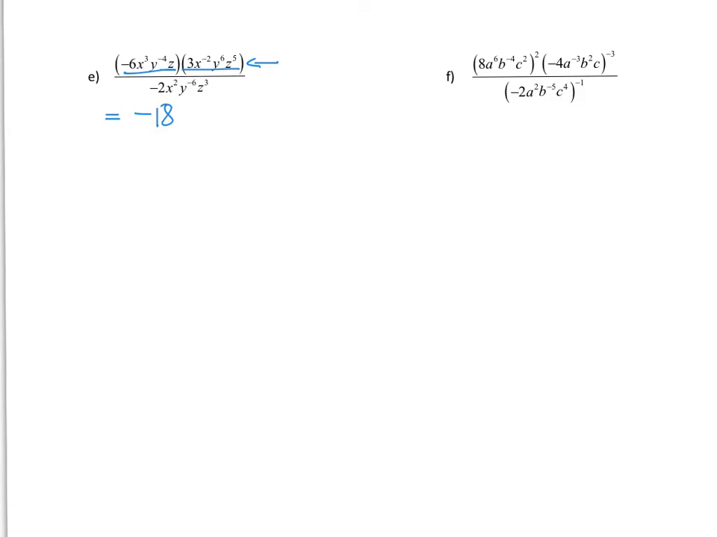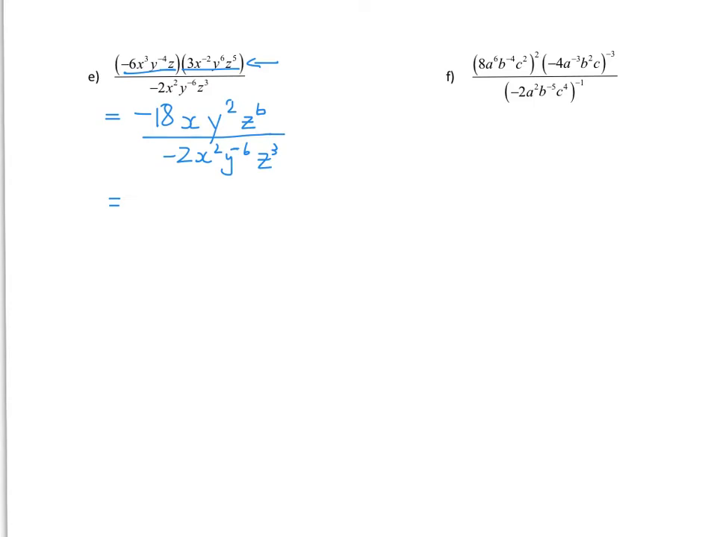Then we have an x cubed times x to the negative 2. Bases are the same and we're multiplying. Add those exponents, I just get an x to the 1. Negative 4 add 6 would be a positive 2. So a y to the positive 2, and then we have z to the 1 times z to the 5, that'll be a z to the 6, so 1 plus 5 is our 6, and that has to get divided by negative 2x squared, y to the negative 6, and z to the positive 3. So I didn't do anything to the bottom yet.